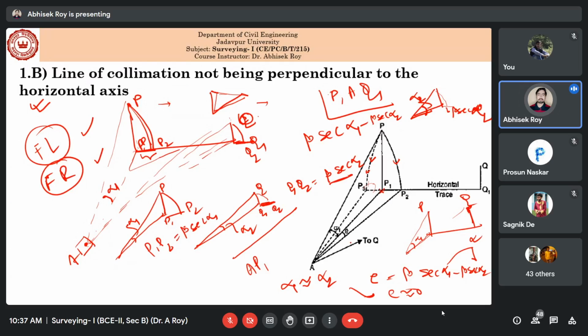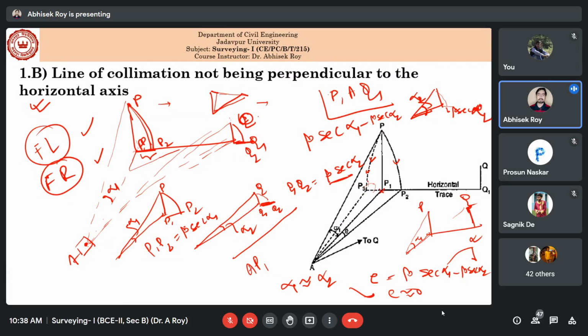Ideally, when you are following this curved path, whenever you are taking the measurements, you are taking the measurements with respect to AP2 if you are going for face left. If you are going for face right, when you are going down, you are basically following this curved path like PP3. So ultimately your measurements will be with respect to AP3 instead of AP1.